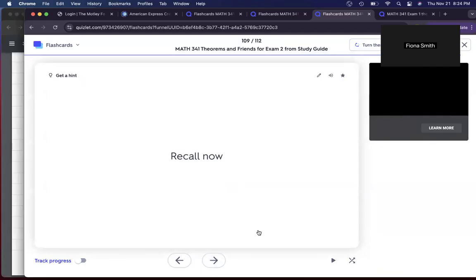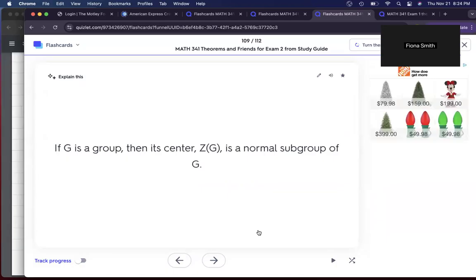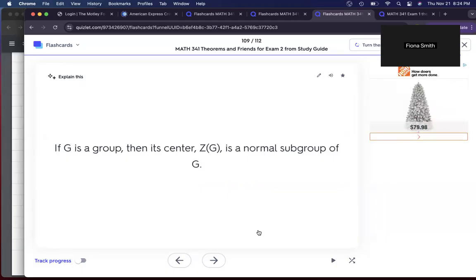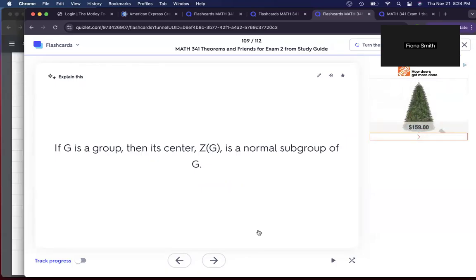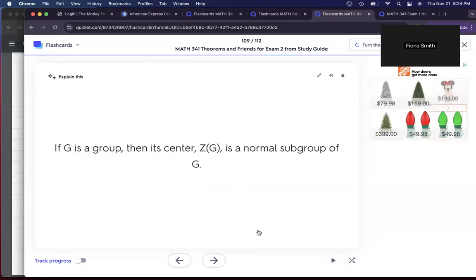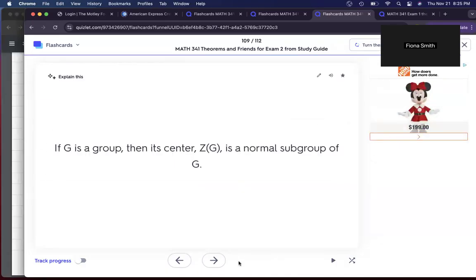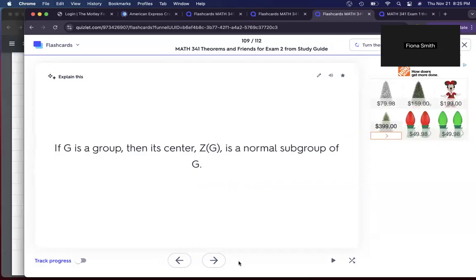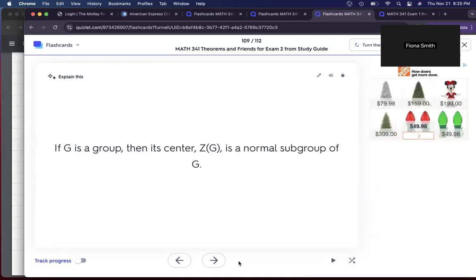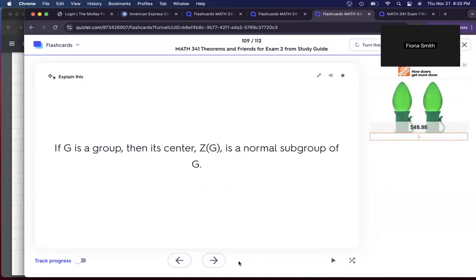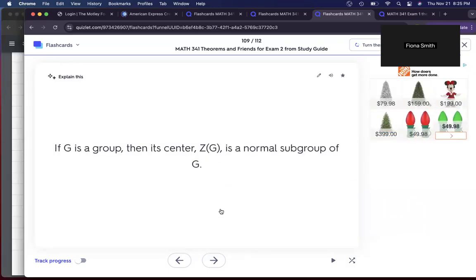So let's recall now before the next card. If G is a group, then its center Z(G) is a normal subgroup of G. Especially if G is abelian, but that's a separate theorem, right? So remember we were saying if G is abelian, then the center is always normal. This is kind of implied from the abelianness, but this theorem's nice on its own because here we don't necessarily know that G is abelian. We just know G is a group.